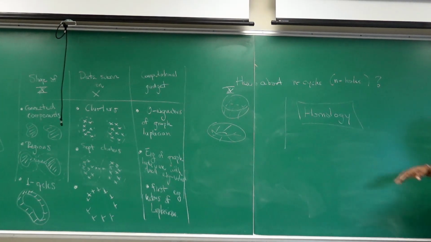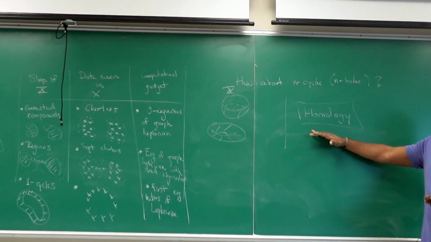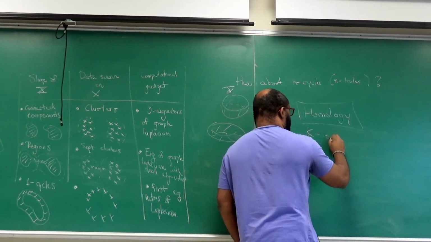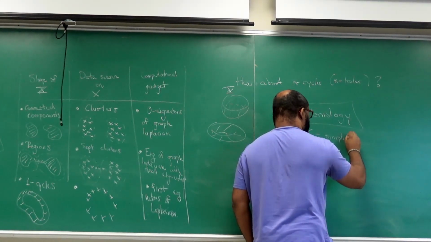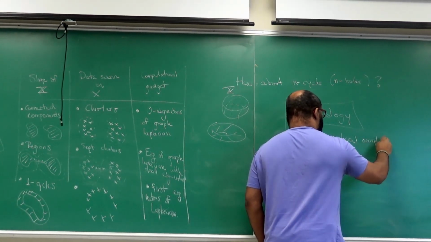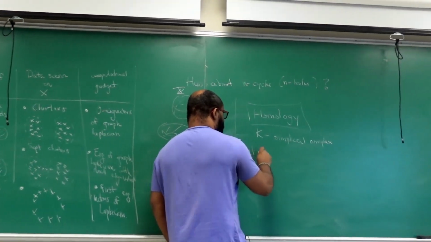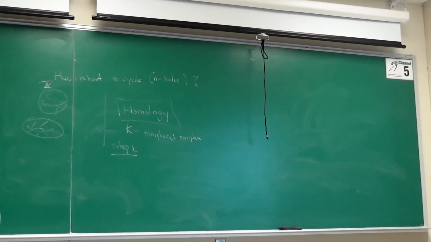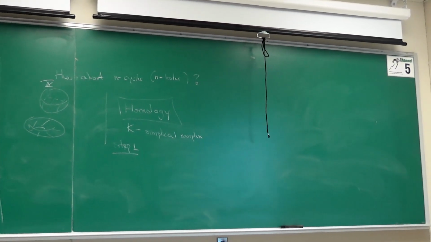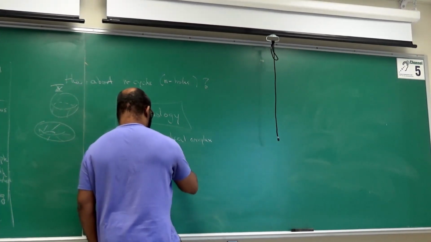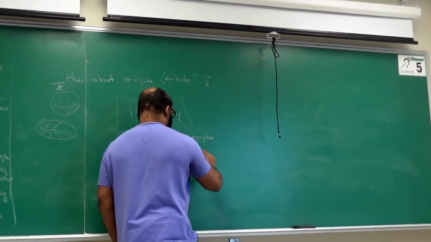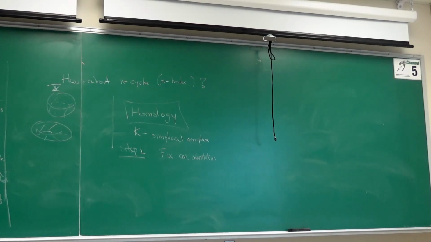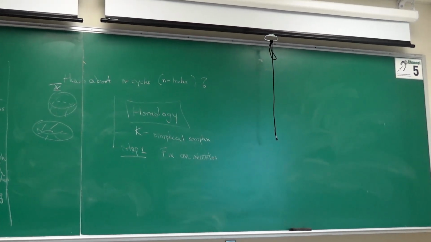Right. So what is the pipeline for computing the homology of a simplicial complex? So K is the simplicial complex. So what is the first step? Step 1. So the first thing you do is you orient your complex. So we fix an orientation. It's the first thing we do. And let's remember what an orientation is.